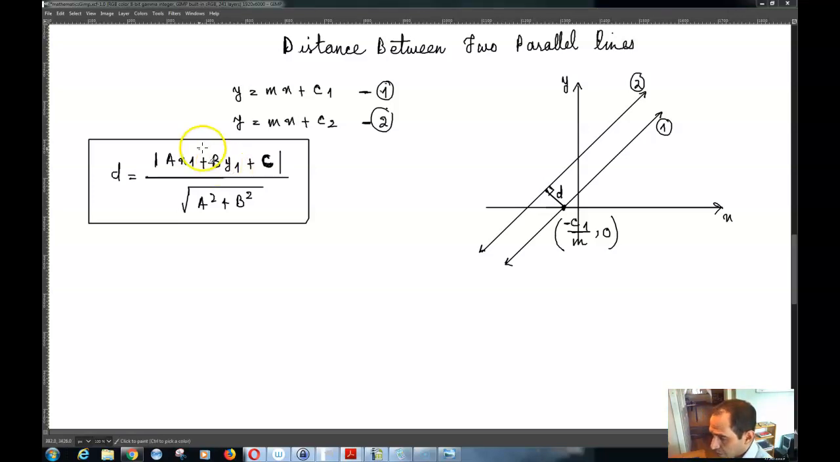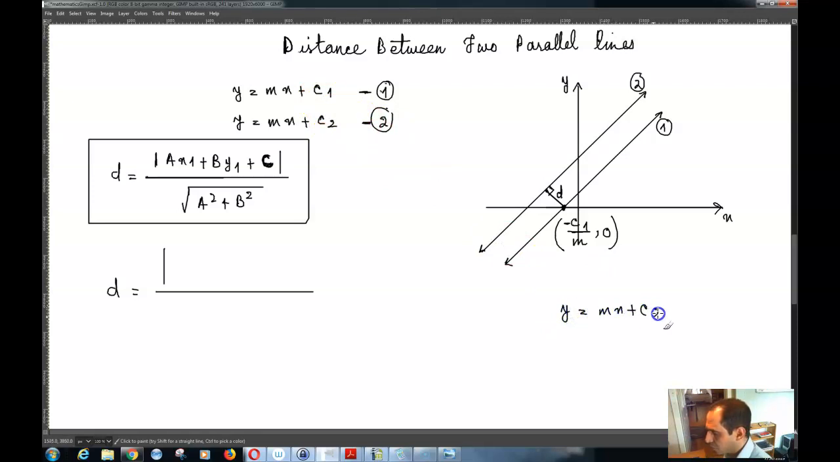And so based on this formula, you can say that d is equal to the absolute value of a times x1 plus b times y1 plus c. And now I do need the equation of line 2 over here, which is y is equal to mx plus c2.